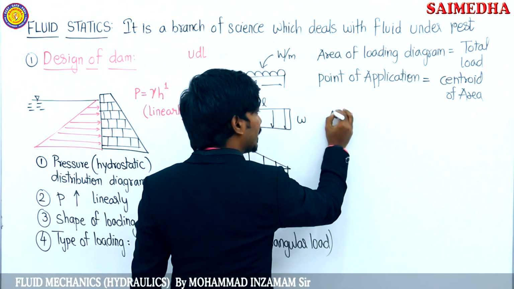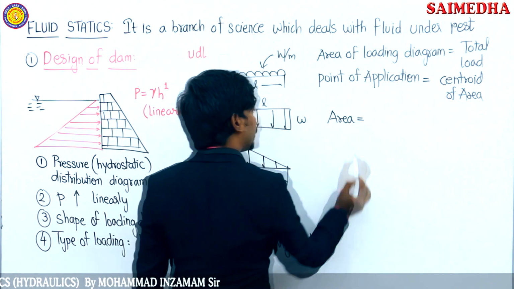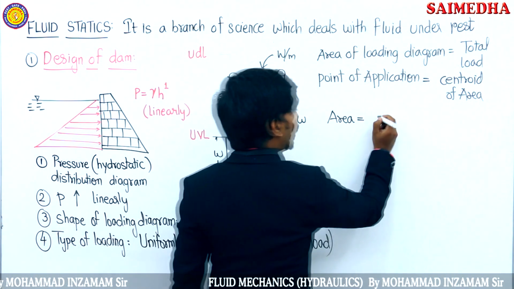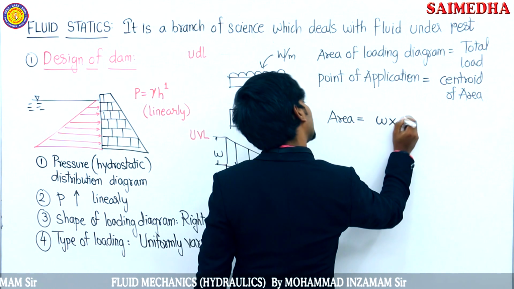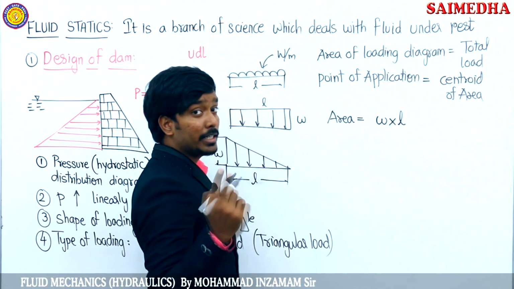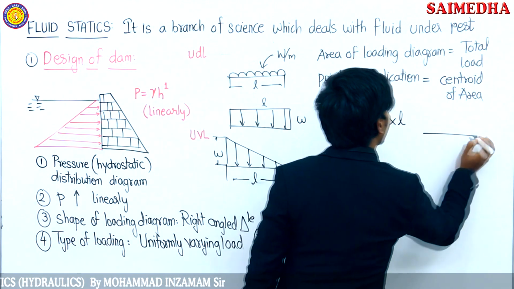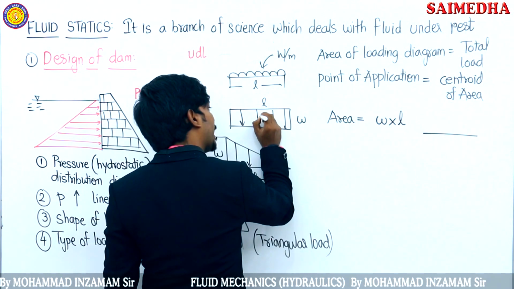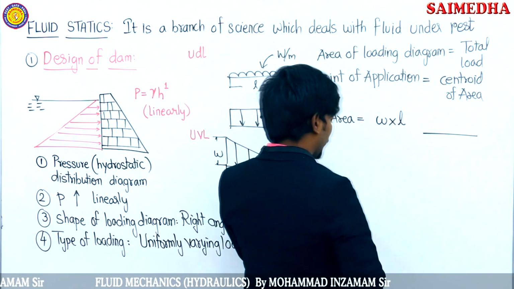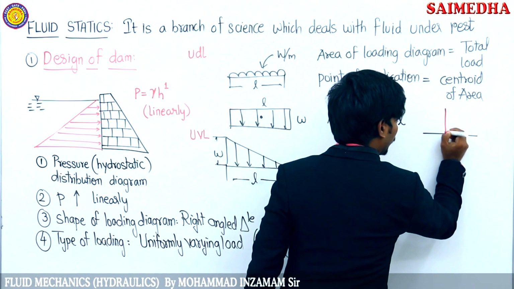What is the area, guys? Area of a rectangle is what? W into L. Area of the rectangle is W into L. And where is it going to lie? It is going to lie at the centroid. Where is the centroid? At the center.